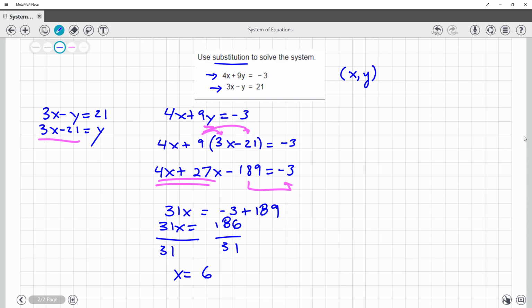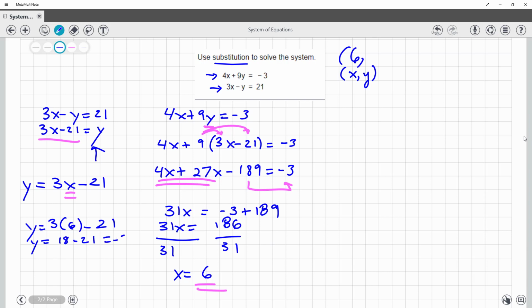So now I know what x equals. I need to know what y equals. Well, think about what you did over here. You have an equation, y equals 3x minus 21. Why not now plug in what we got for x? So y equals 3 times 6 minus 21. 18 minus 21 looks like I get -3. So that looks like the point that would be a solution for both of these equations.